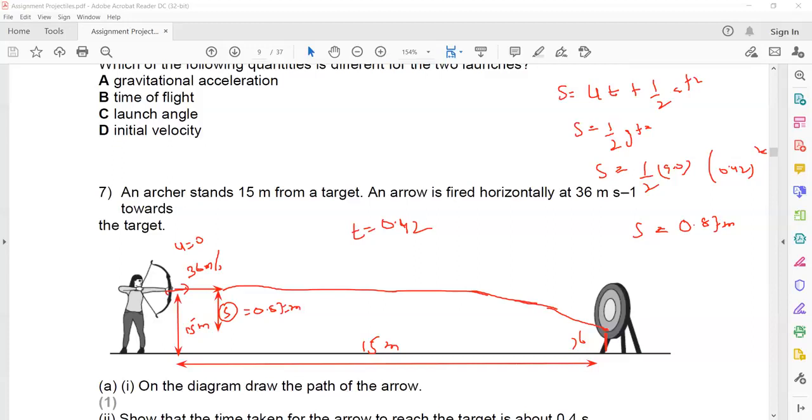But we don't need this distance, we need the height of the arrow above the ground. If it is launched from a height of 1.5 meters and it falls vertically 0.87 meters, how much height is there above the ground? That height will be 1.5 minus 0.87, which equals 0.63 meters. So this height above the ground will be equal to 0.63 meters. Is it clear?